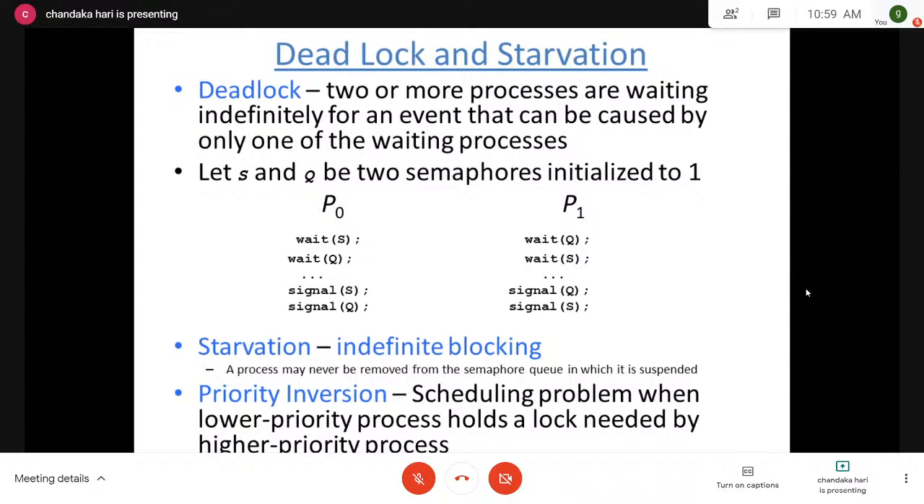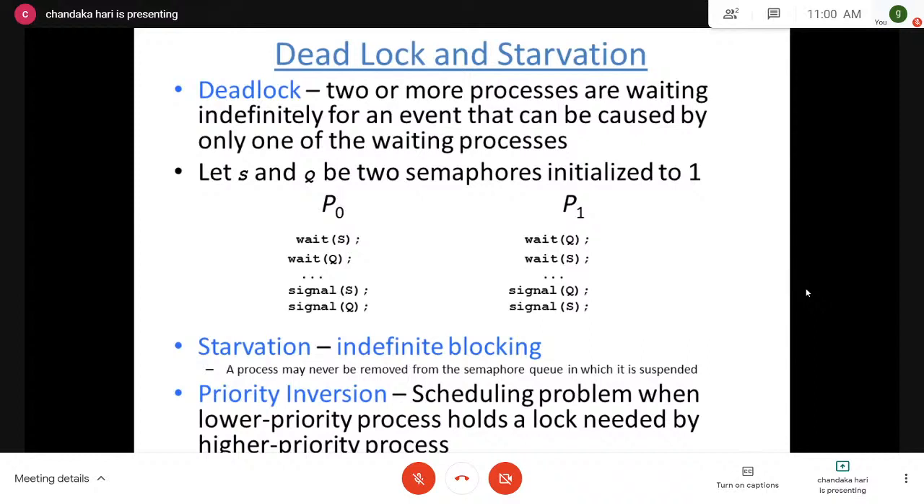What is this? P0 is holding S and waiting for Q, and P1 is holding Q and waiting for the semaphore variable S. So this one is waiting for signal S, and this one is waiting for signal Q. This one does not release S, and this one does not release Q until their execution is complete. And these two processes enter into a deadlock situation. This is called indefinite blocking.